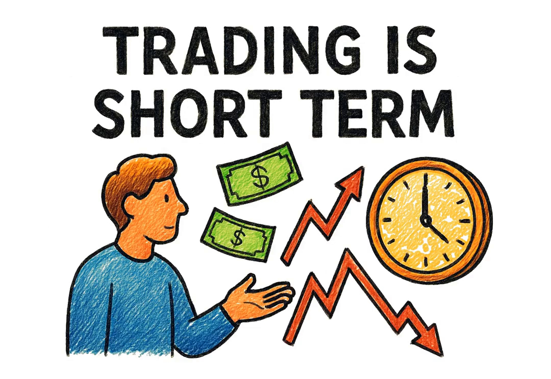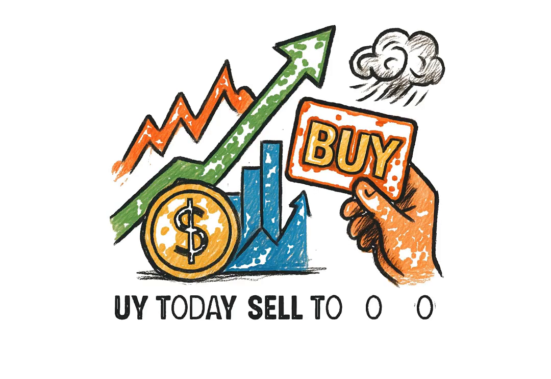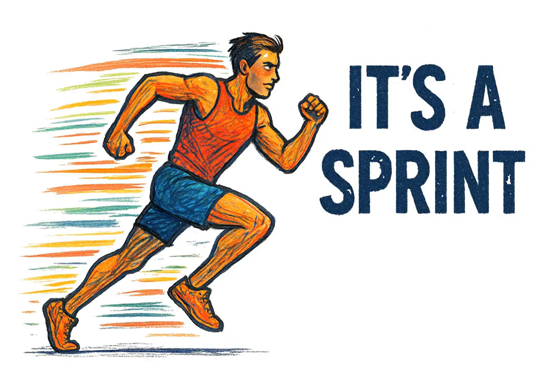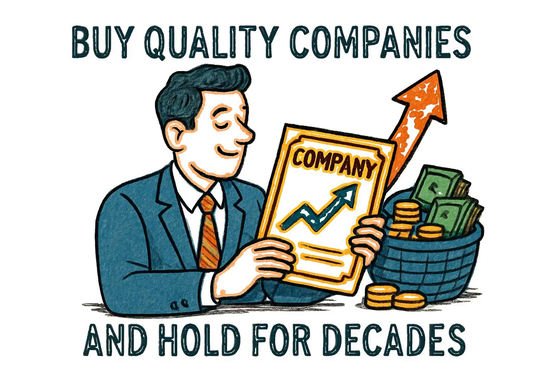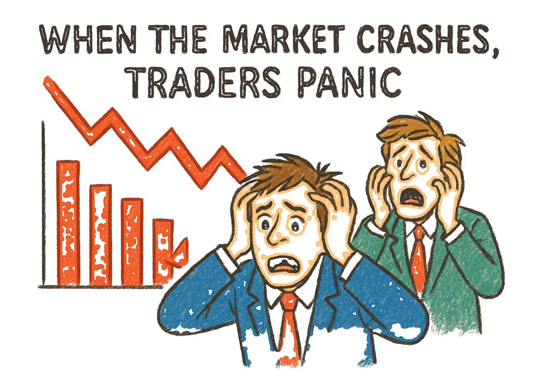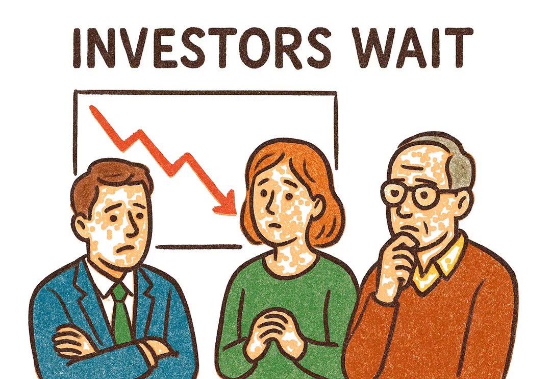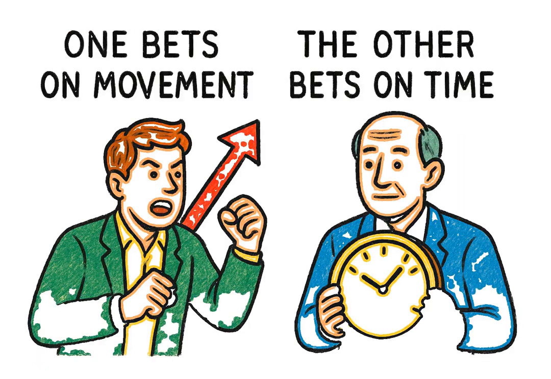This brings us to the stock market, where there's two very different mindsets: trading and investing. Trading is short-term. Buy today, sell tomorrow, profit from the chaos. It's a sprint. Investing is long-term. Buy quality companies and hold for decades. When the market crashes, traders panic. Investors wait. One bets on movement, the other bets on time.